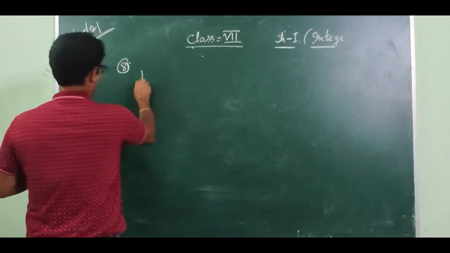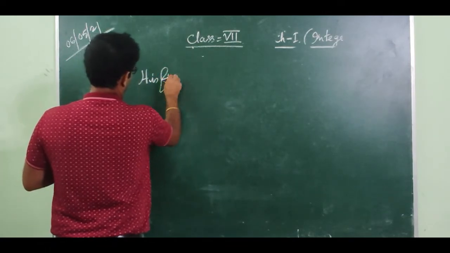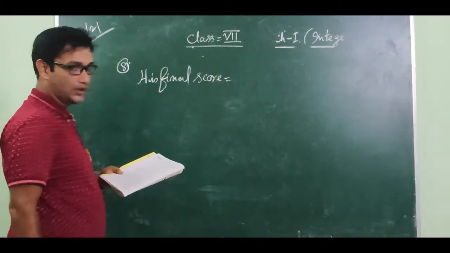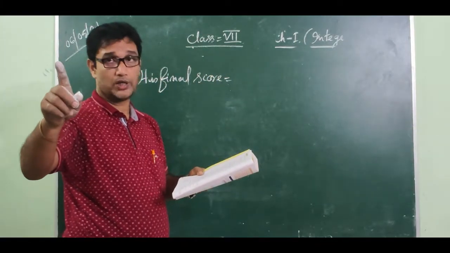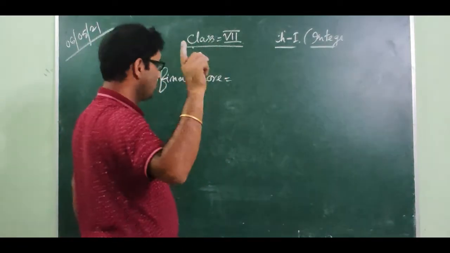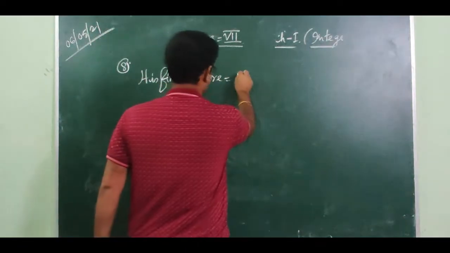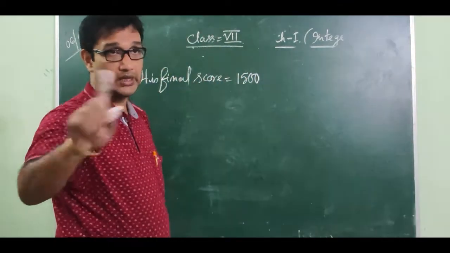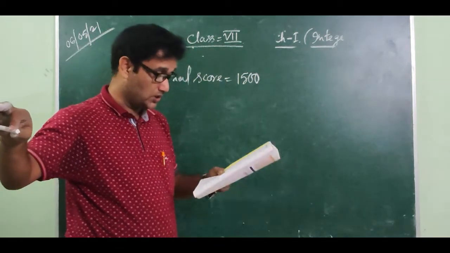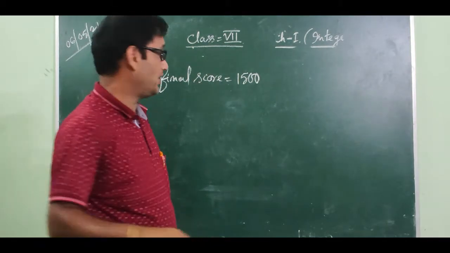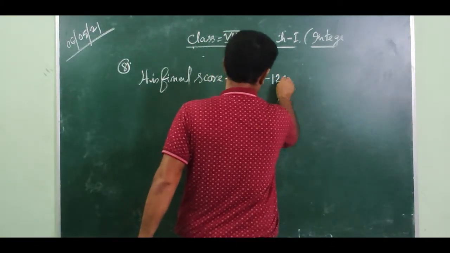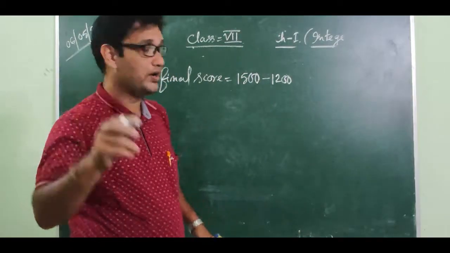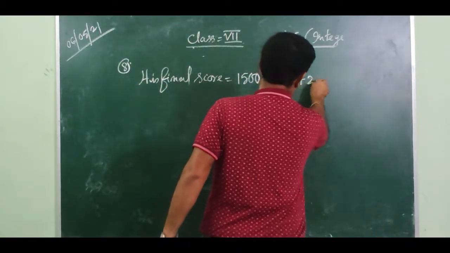So his final score equals, how will we write? In the first round he scored 1500 points, that means plus 1500 points. In the second round he lost 1200, means minus 1200. Again in the third round he scored 200 points, so that means plus 200.